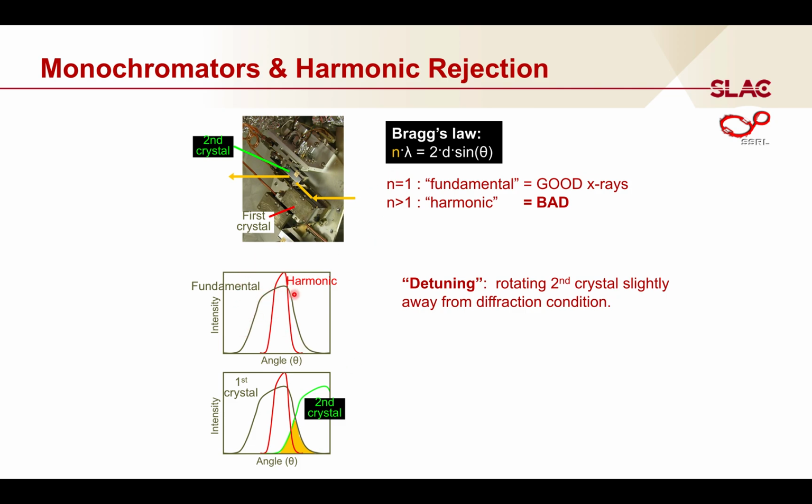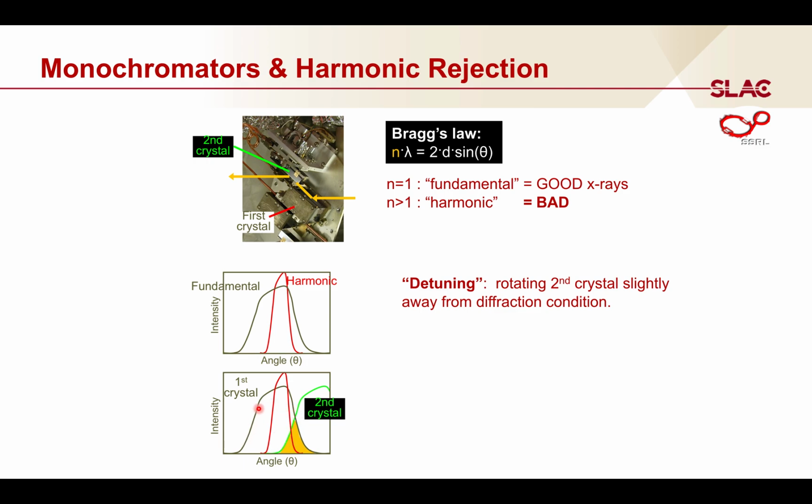So the big green curve is the fundamental. That's for n equals 1. For the n equals 2, for these higher order harmonics, what we find is that the diffraction curve is much more narrow. The rocking curve is much more narrow. And that allows us to cut that out by just basically detuning. So in detuning, we're taking this second crystal and we're rotating it off of the Bragg condition by a small amount.